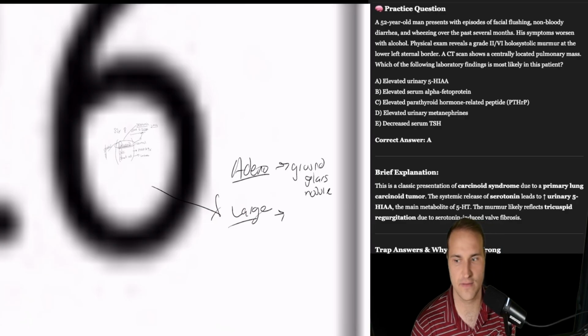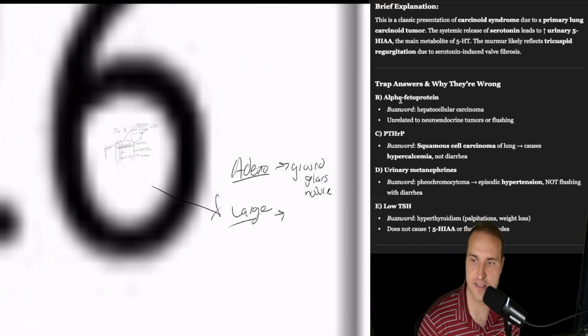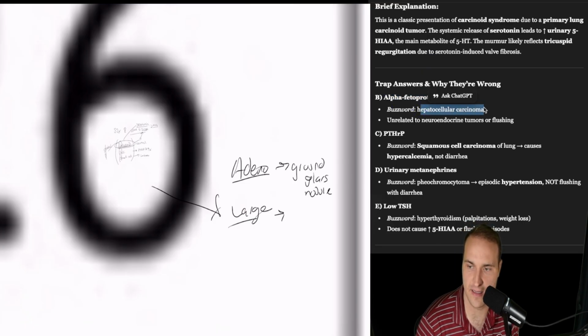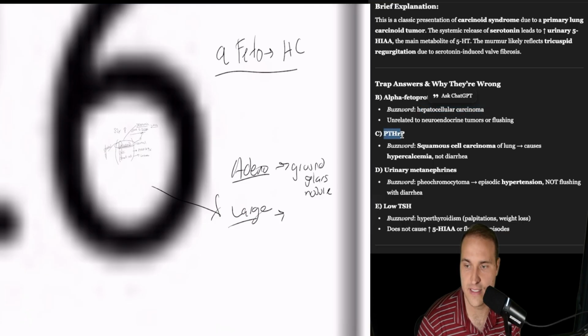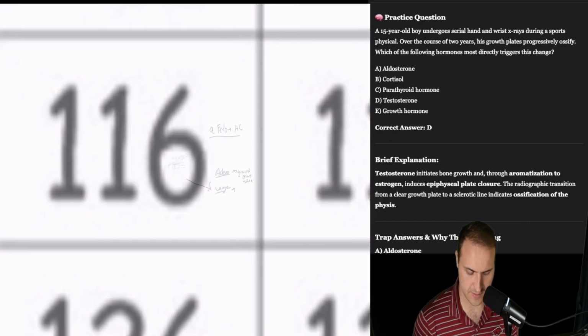Okay, just wanted to kind of clear up those concepts. Here are the trap answers. Alpha-fetoprotein is hepatocellular carcinoma, so different entirely. Just lock in alpha-feto with HC. PTHrP is squamous. Hypercalcemia would be seen because it's parathyroid-like. Urinary metanephrines, that's a pheochromocytoma, so episodic hypertension. Low TSH, hyperthyroidism. Okay, there's 116.